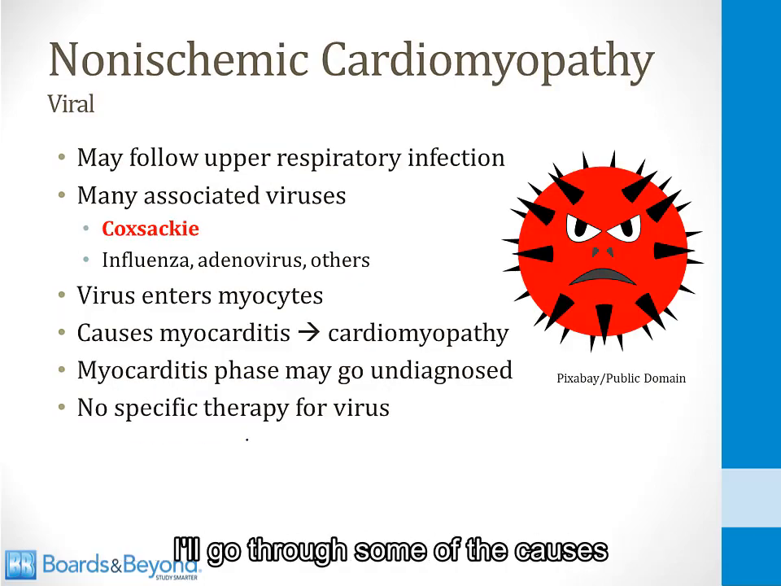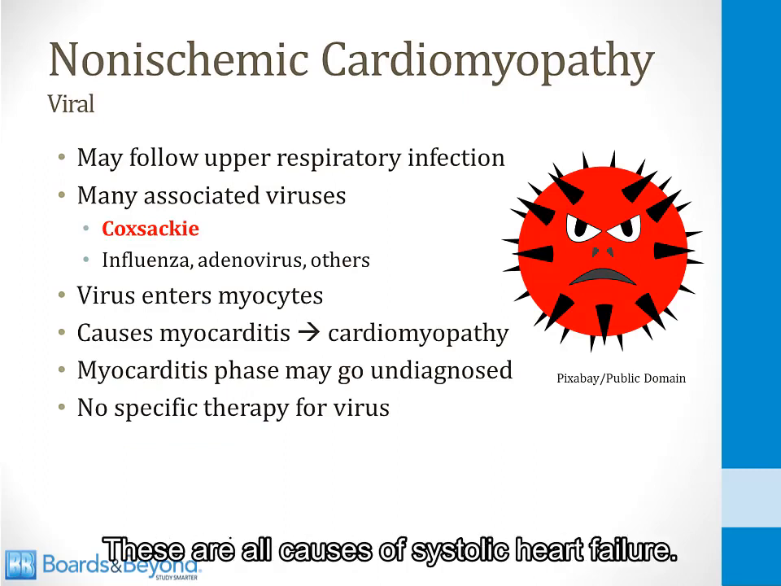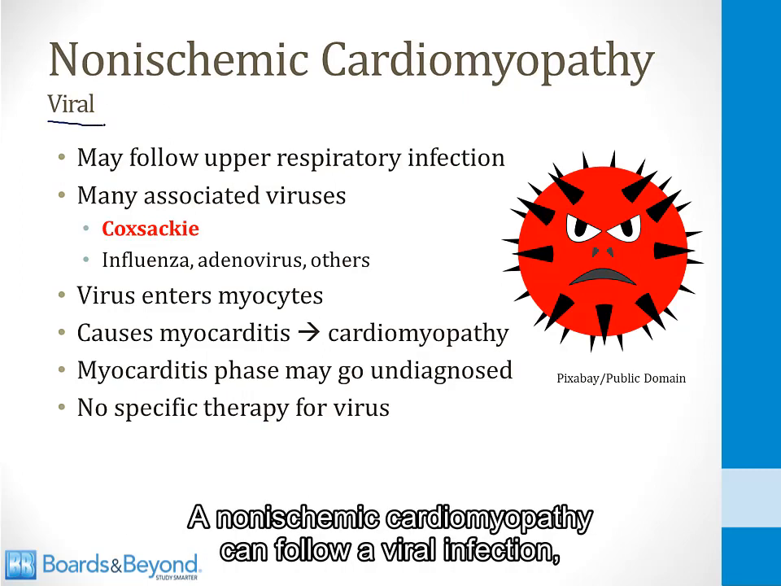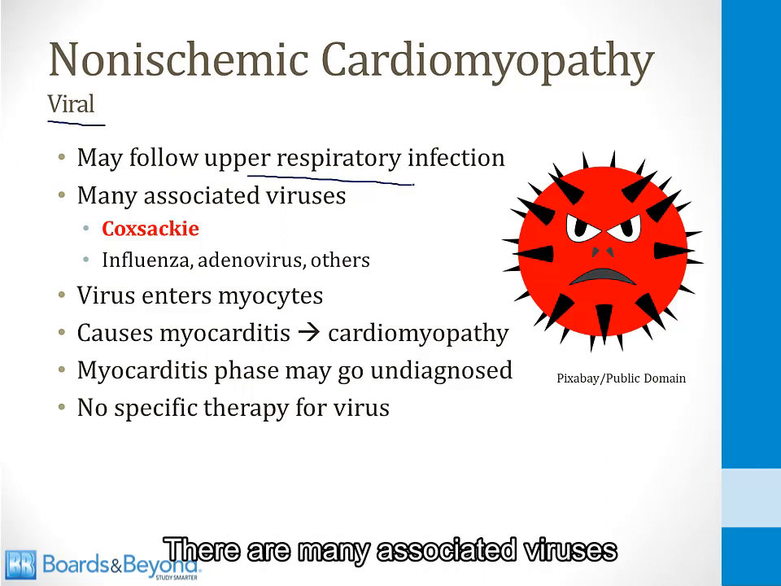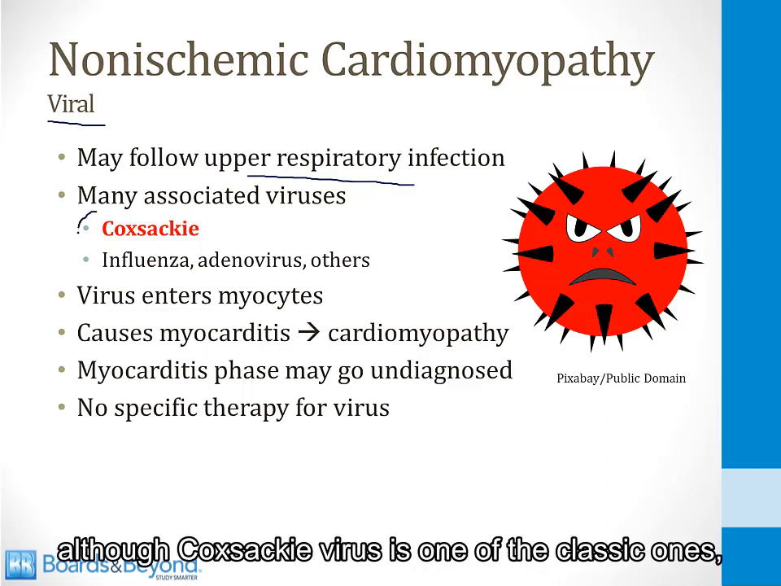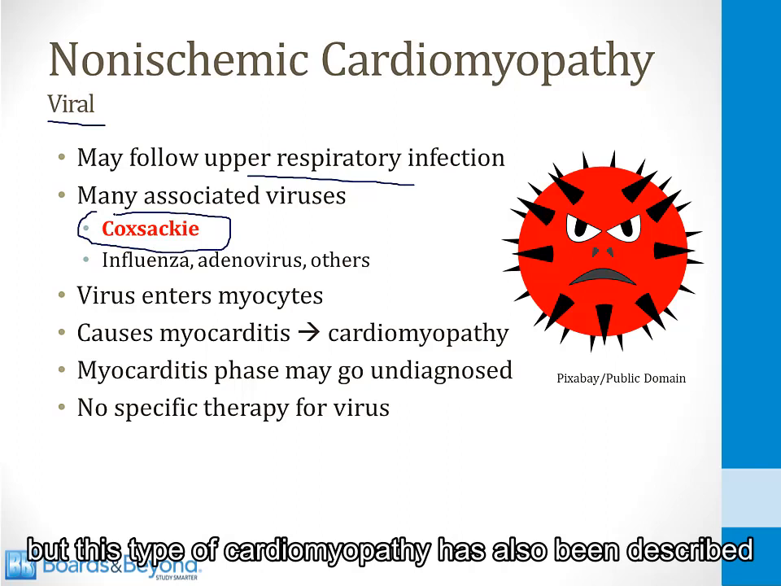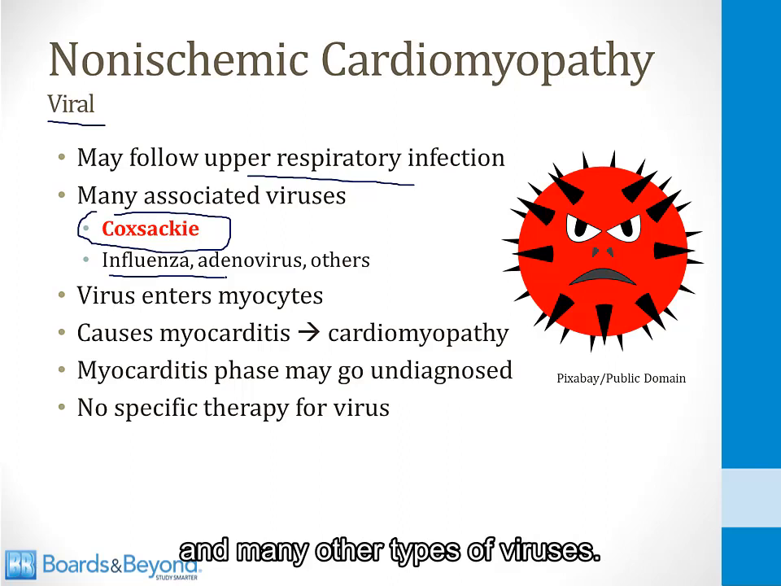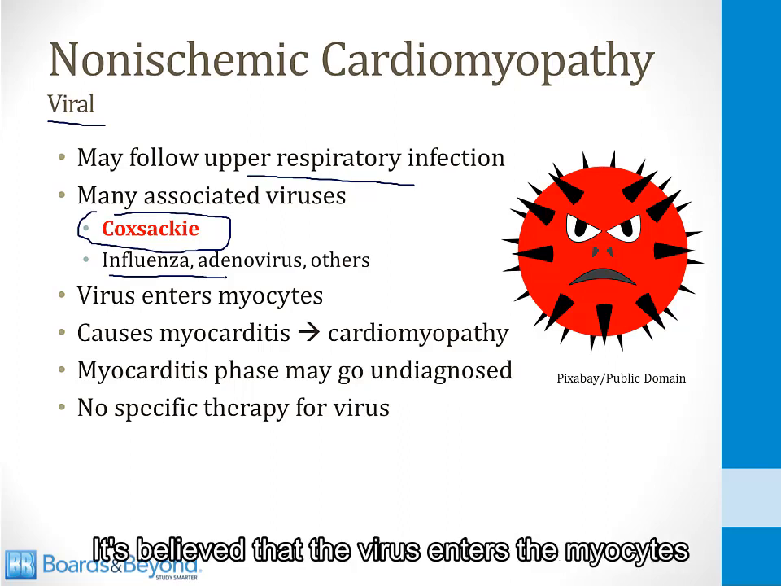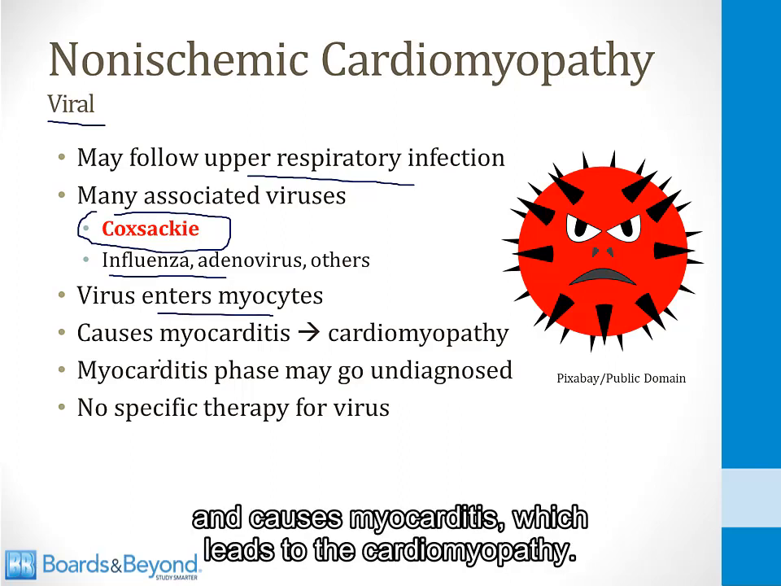I'll go through some of the causes of non-ischemic cardiomyopathy. These are all causes of systolic heart failure. The first one is viral. A non-ischemic cardiomyopathy can follow a viral infection, especially an upper respiratory infection. There are many associated viruses, although Coxsackie virus is one of the classic ones. But this type of cardiomyopathy has also been described following infection with influenza, adenovirus, and many other types of viruses. It's believed that the virus enters the myocytes and causes myocarditis, which leads to the cardiomyopathy.